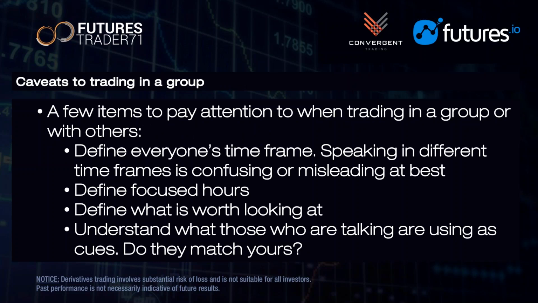What are the caveats of trading in a group? Things you need to be aware of, in my opinion. A few items to pay attention to when trading in a group or with others. Define everyone's time frame. I cannot tell you how many times I would say something, even in the Convergent Chats head trader channel, where I say, this is a tough area here. This is a tough area if you're long into it. Good area to scale, in my opinion. And then I'd get a PM saying, yeah, I don't see that. I'm going to hold right through this area. I'm not sure why you're saying that. And this is someone who's holding a swing trade from some 60 points below. And I'm looking at this as a day trader, and I'm expecting this resistance to provide a 6-point opportunity or rotation, counter rotation against the trend or something like that.